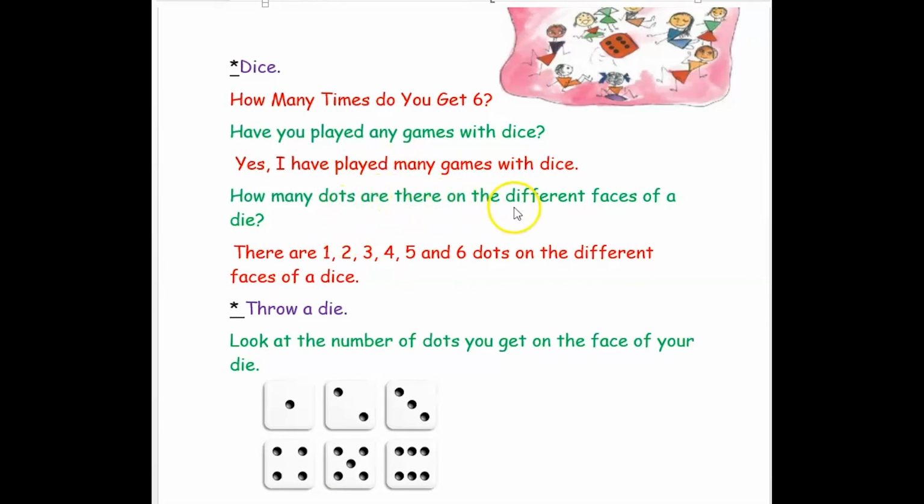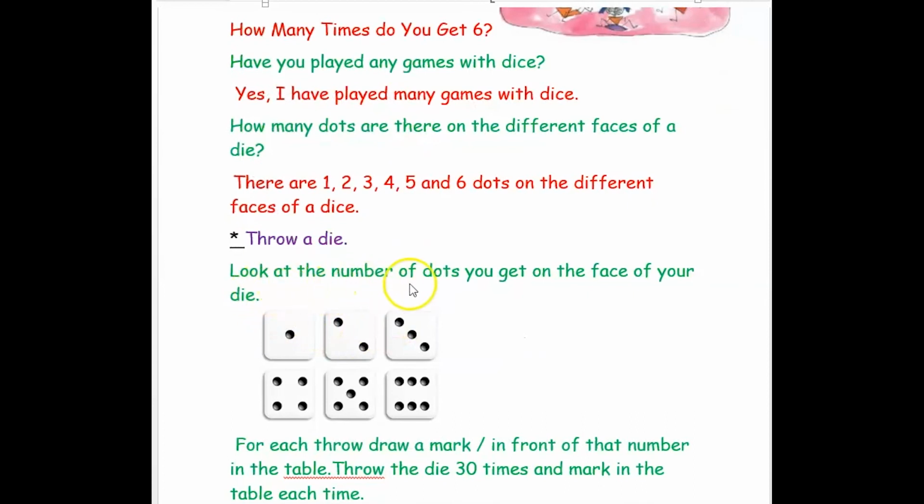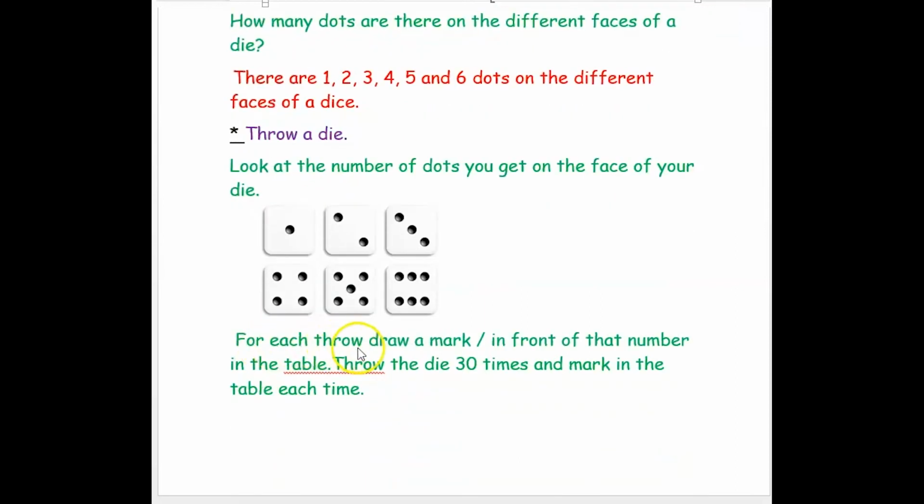So how many dots are there on the different faces of the die? On the one face we'll have 1, next face we'll have 2, 3, 4, 5 and 6. So totally we have 6 faces and we'll have 1 dot in one face, 2 dots in the other. So totally we'll have like this, right? Okay, so next example is, look at the number of dots you get on the face of a die. When you throw a die, we can see how many dots are there in the face we are getting. So for each throw, draw a mark in front of the number in the table. Throw the die 30 times and mark in the table each time.